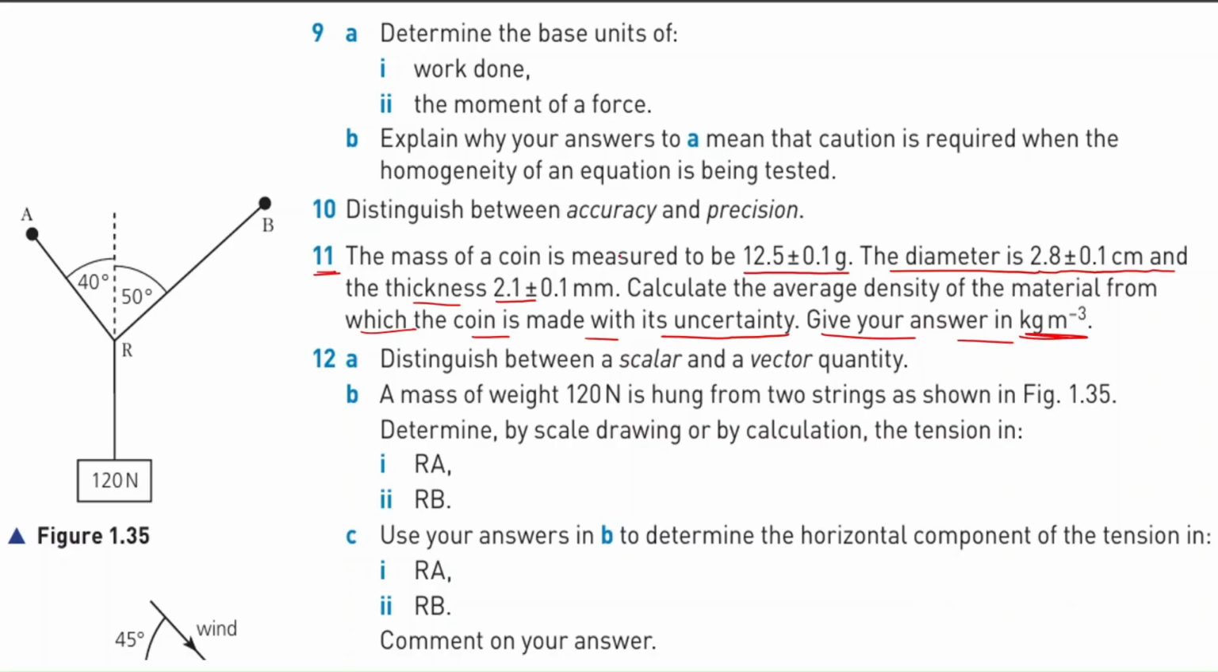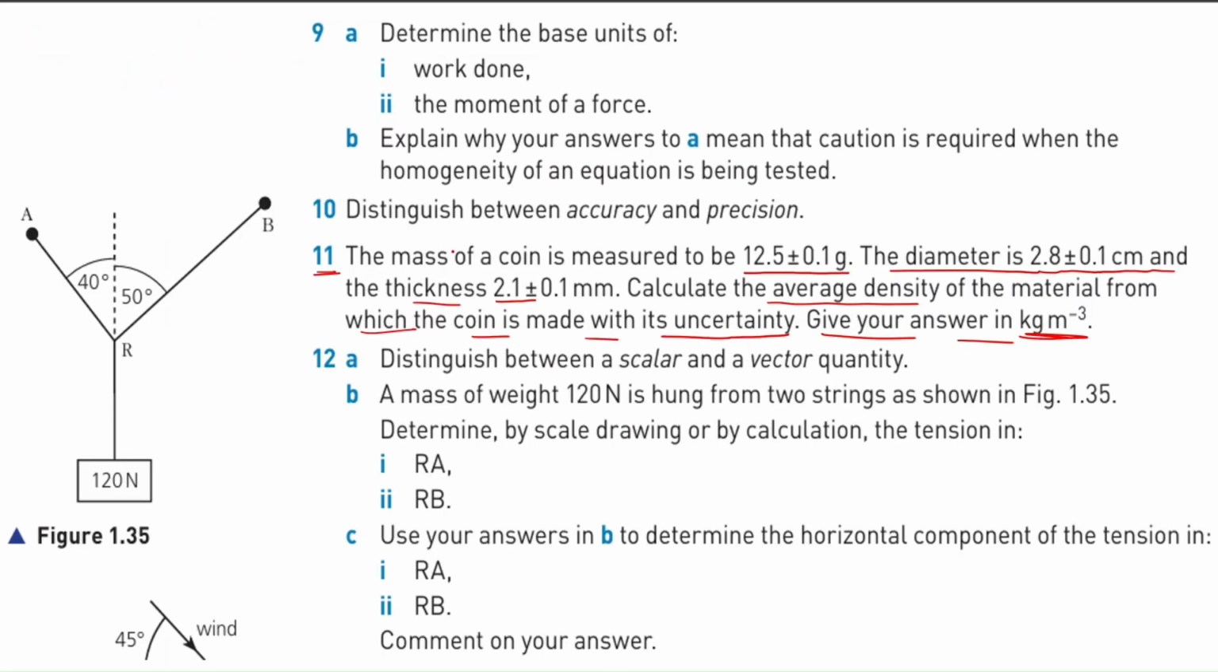Okay. So now we have to calculate the average density. Let me write density rho, which is given by mass per volume. Okay. So here we have a coin. It is a cylinder-like structure.